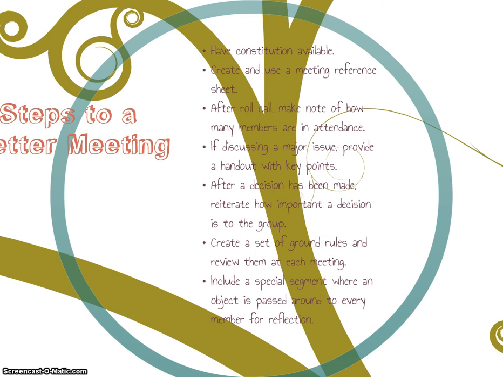Now we're going to talk about the 7 steps to a better meeting. Make sure you have a constitution available. Create and use a meeting reference sheet so you can always go by that when you have a meeting. After your roll call, make a note of how many members are in attendance.